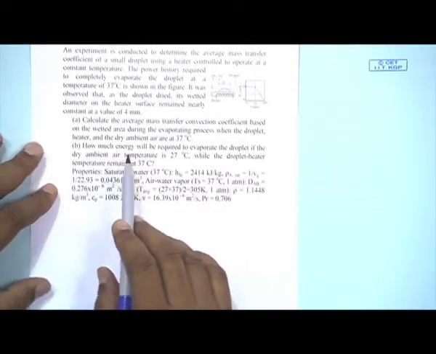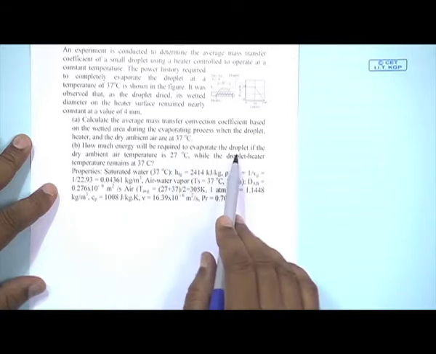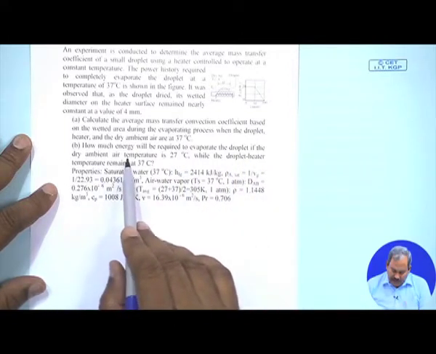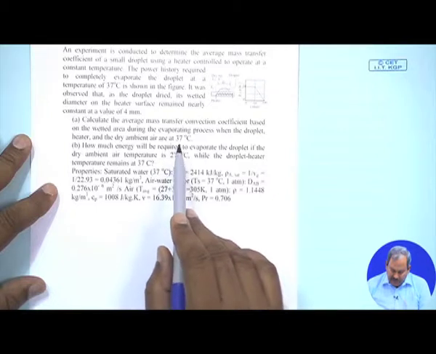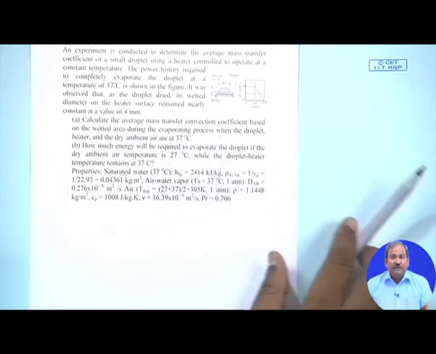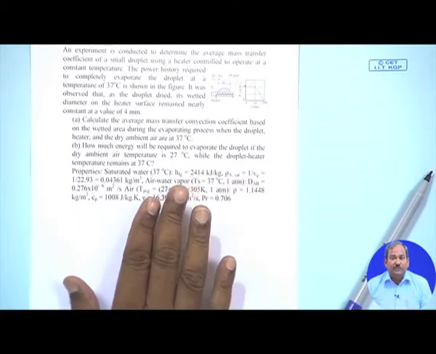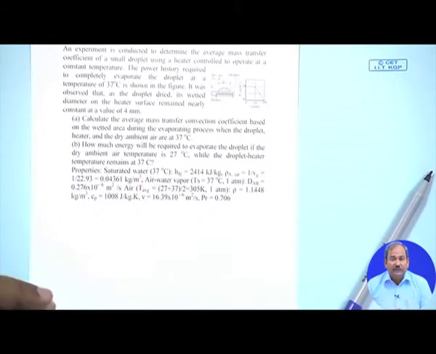The second part says that how much energy will be required to evaporate the droplet if the dry ambient temperature is 27 degree. So, instead of 37, the temperature of the air has been reduced by about 10 degree. So, now you have a condition in which you have both evaporation as well as convective mass transfer taking place. So, previously all the three, the substrate, the droplet and the air, they were at constant, equal temperature of 37, and you have calculated the average mass transfer coefficient for such a case.